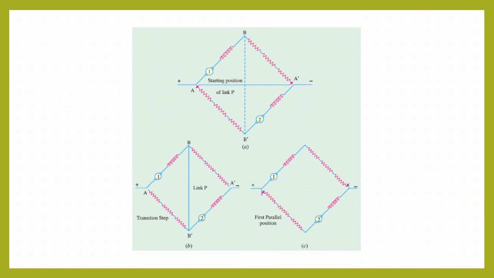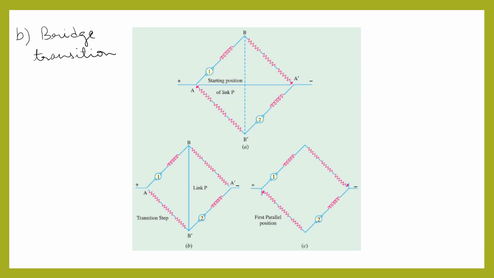Next method of series parallel control is bridge transition. In this method, the motors and the starting rheostats are connected in the form of Wheatstone bridge as shown in the figure. The first figure is the series position. At starting, the motors are in series with the link P in position AA dash, and the motors will be in full series when the link P is in position BB dash.